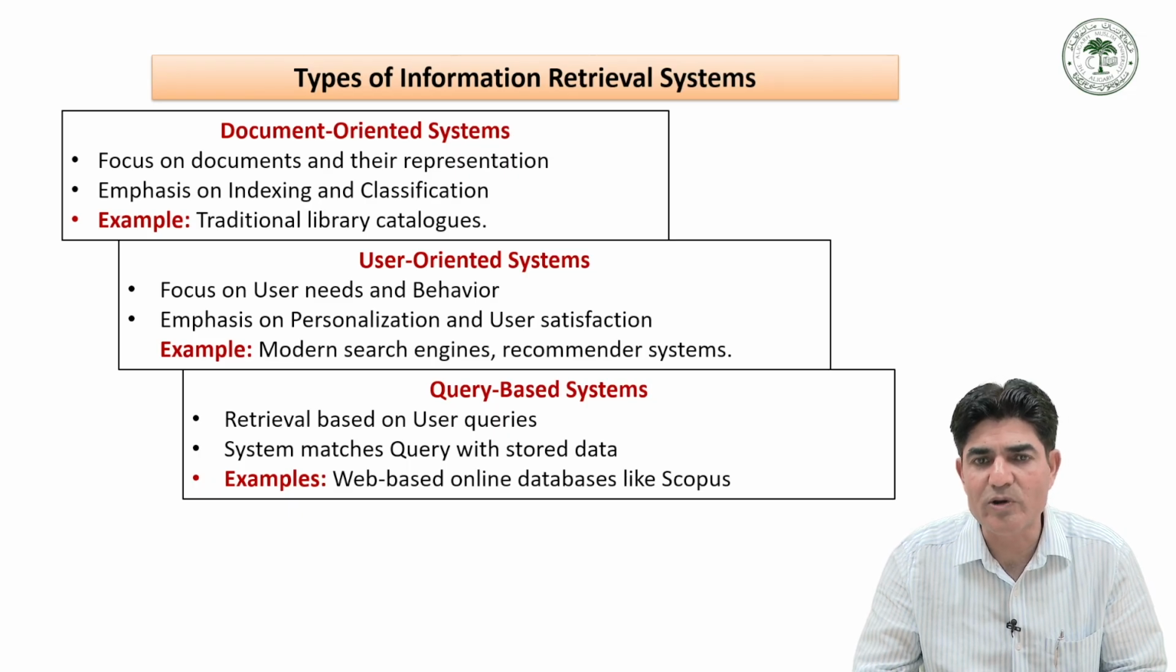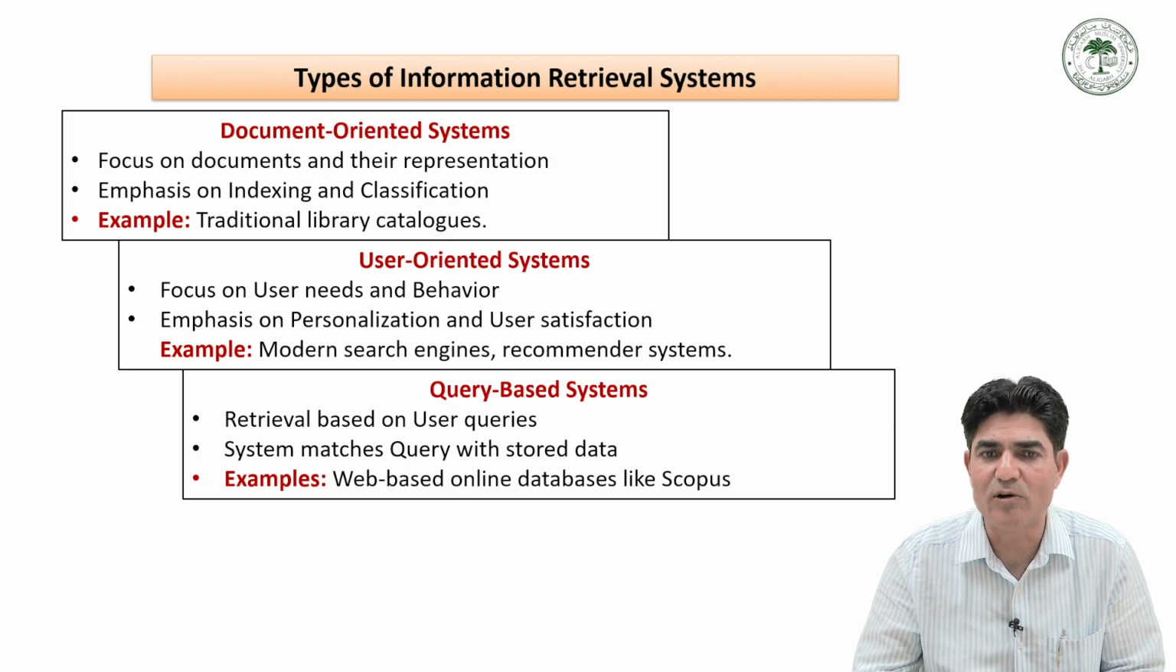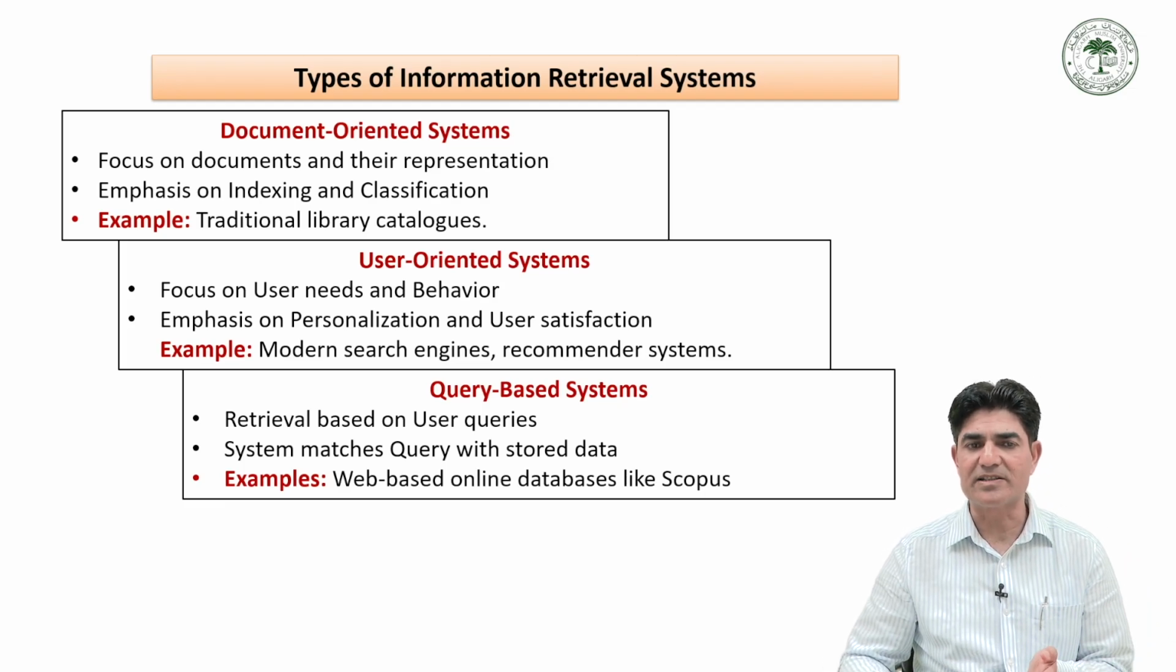When we talk about user-oriented systems, their focus is on user needs and behavior, and that is very important. We need to identify the information needs of the user, how they are interacting, and how they are searching for information. And then we need to give emphasis to personalization and user satisfaction. Examples are modern search engines and recommender systems, where they are trying to provide personalization aspects for searching information, and recommender systems provide the facility of recommending relevant and related results to the users.